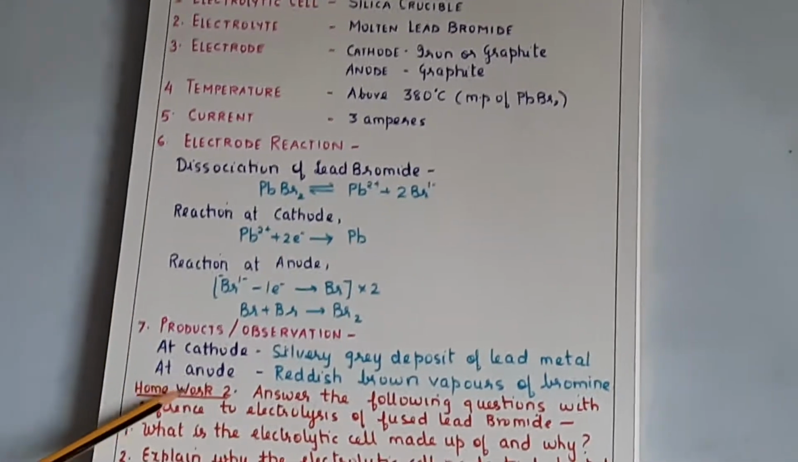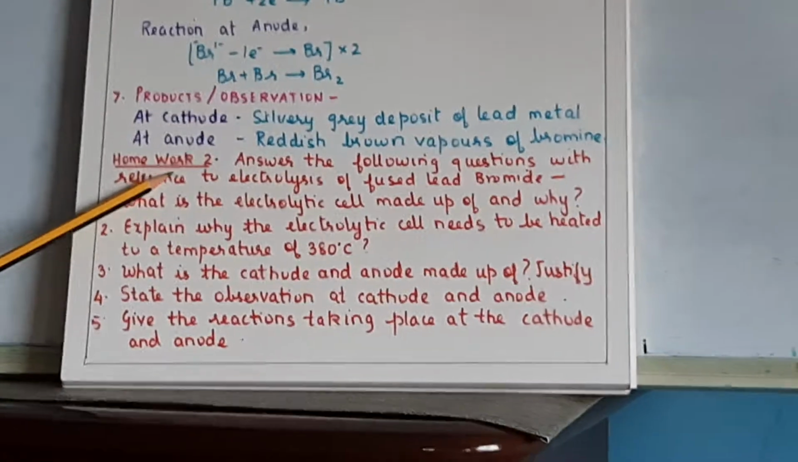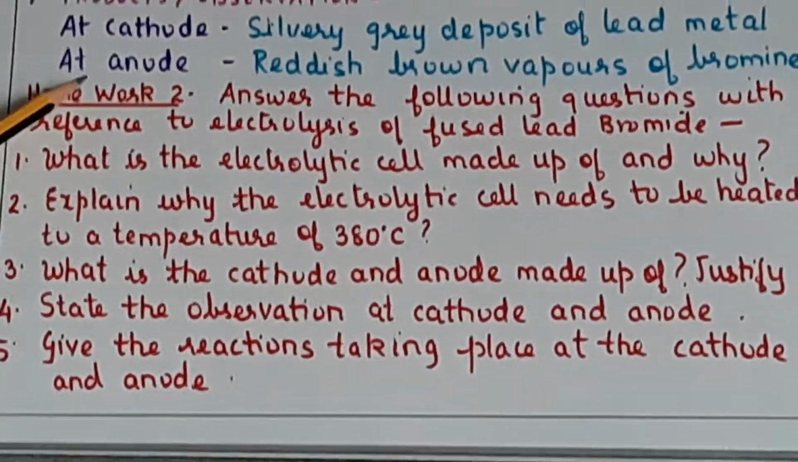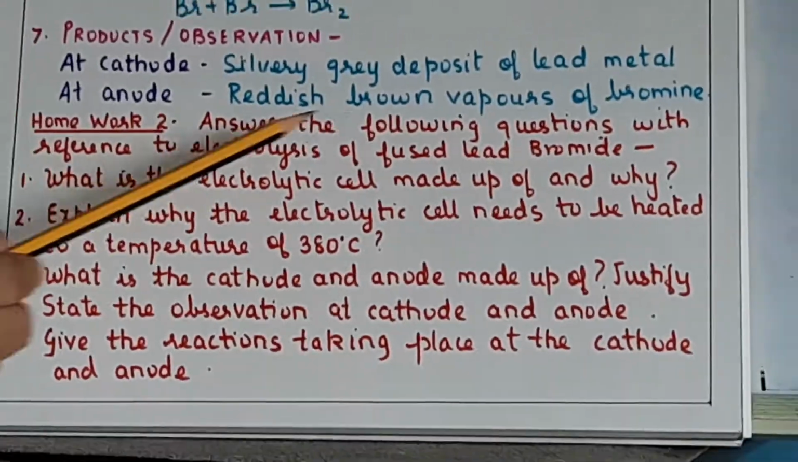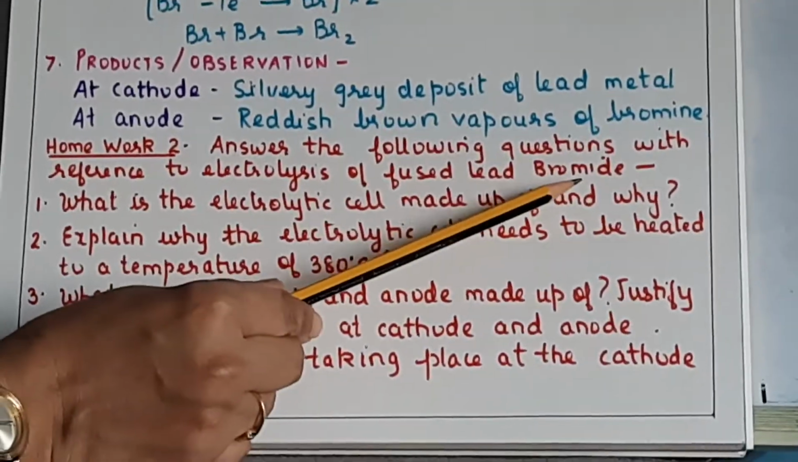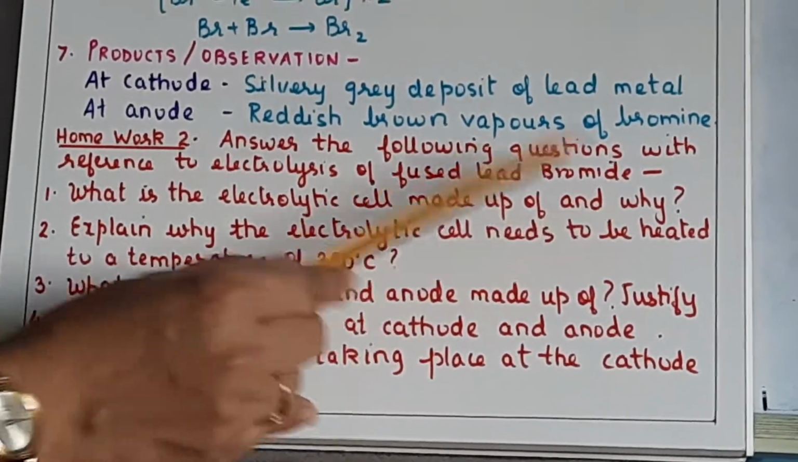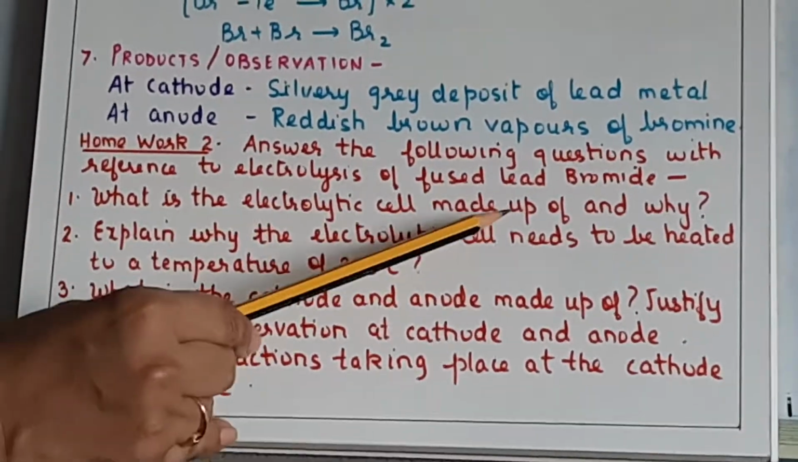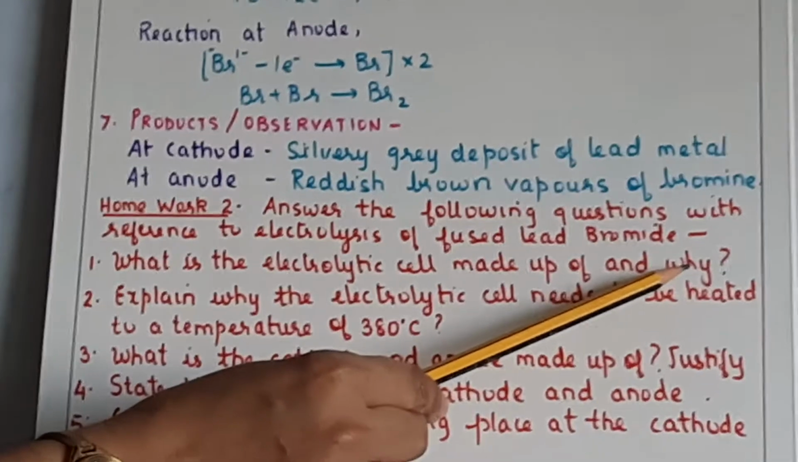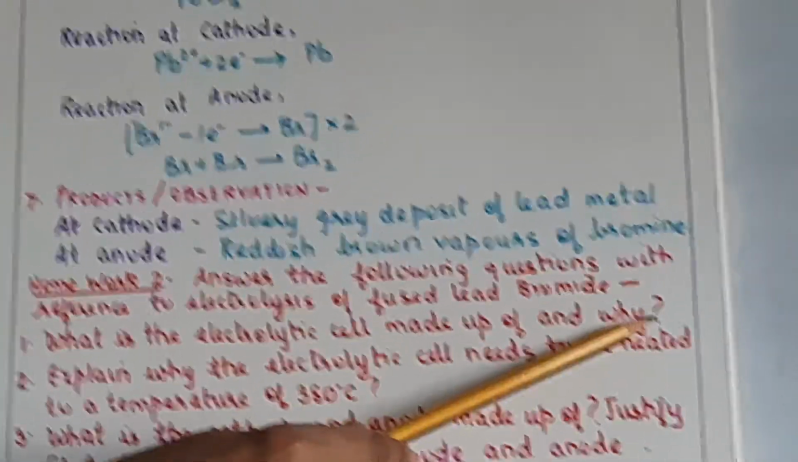Now coming to the homework questions. Whatever I have explained, this is your homework 2. Homework 1 I had given in the first session of electrolysis. Now see homework 2. Answer the following questions with reference to the electrolysis of fused lead bromide. First: what is the electrolytic cell made of and why? Give 5 stars to this, very important. The electrolytic cell is made of a silica crucible. And why? Because silica is a non-conductor, withstands high temperature, and is non-reactive. Okay, 2 marks for this.